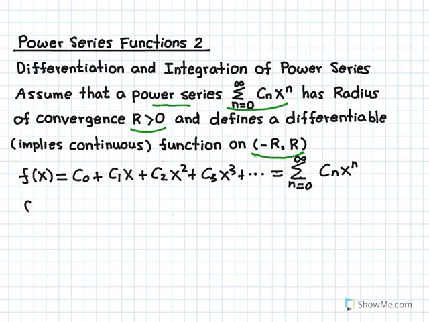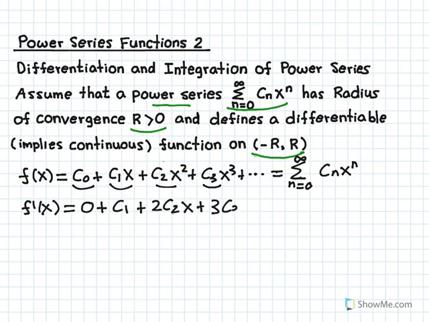All right, let's differentiate. F prime of x is equal to, differentiate the first term, well, that's just a constant, its derivative is 0, and we're going to apply power rule to every one of these terms, so bring the power down and subtract 1 from the exponent. So we get C1 plus 2 times C2x plus 3 times C3 x squared, and so on.